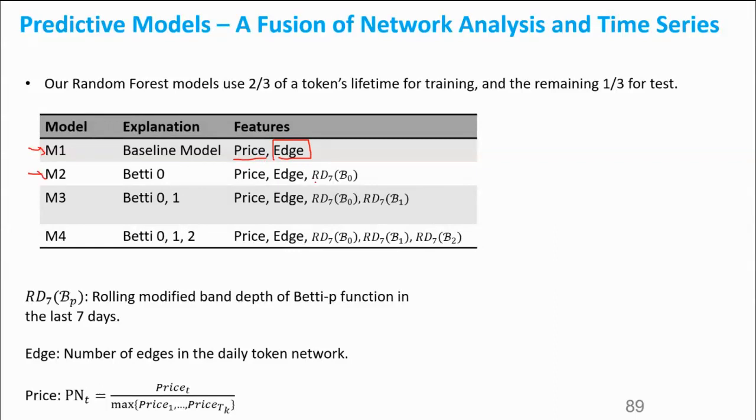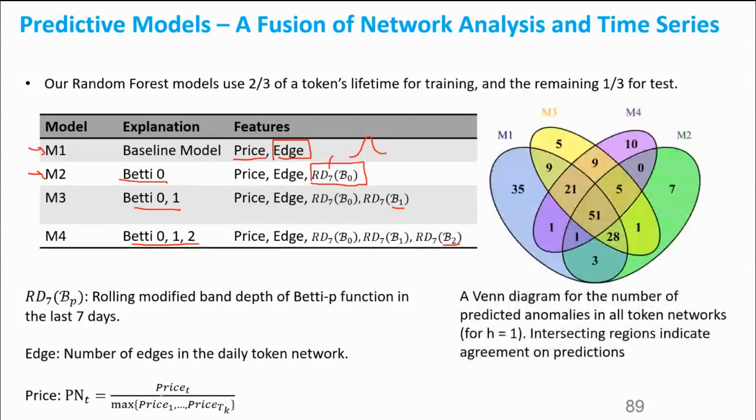In the second model, we use Betty0 rolling depth. Here, the RD means rolling depth. So we are looking at today's, for example, signature, and we are giving it a value that says today's Betty1 signature is nothing like the signatures that we saw in the previous days. So this is a feature. In the third model, we include Betty1, and in the fourth model, we include Betty2 as well. So if you look at the models, we have Betty0, Betty0 and 1, Betty0, 1 and 2. And the price.